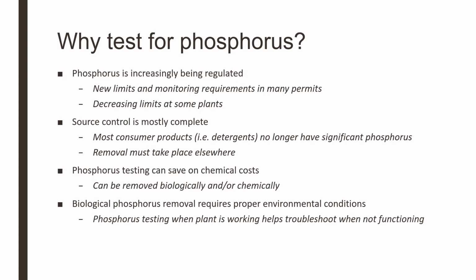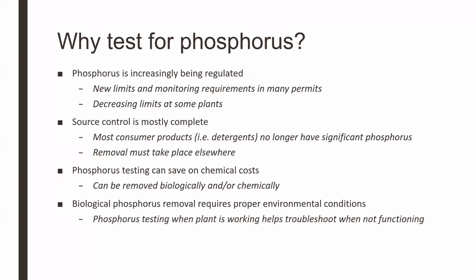Another reason to test for phosphorus at your plant as a process control item is that many plants are utilizing chemical for phosphorus removal. If you can set up a testing regime and save on chemical cost, it can be well worth it. Oftentimes chemical expenses are 5 or 6 or even 7-figure items in the budget. So it is well worth it in many cases to try and optimize chemical application and chemical dosing for phosphorus removal. The important thing here is that you can remove phosphorus two ways or in combination. It can typically be removed biologically and or chemically.